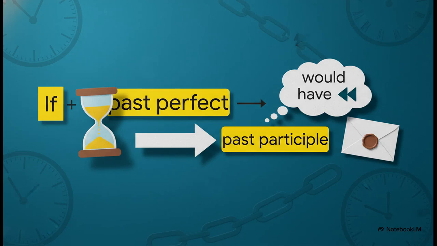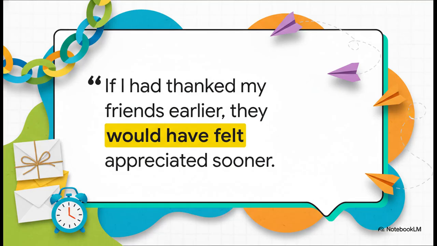Now this formula might look a little complicated, but I promise it makes perfect sense. To talk about an unreal past, we have to step even further back with our tenses. So the if part uses the past perfect, had done, to show a condition that never happened. The result then shows the impossible outcome using would have done. Just listen to this sentence. If I had thanked my friends earlier, they would have felt appreciated sooner. What really happened? Well, I didn't thank them early enough. If I had thanked creates an alternate past, a different timeline, and they would have felt shows us the different result in that timeline. It's all about speculating on a chapter that's already closed.